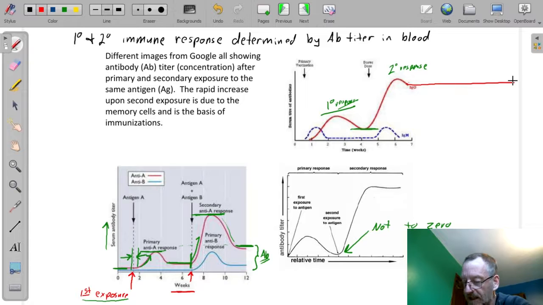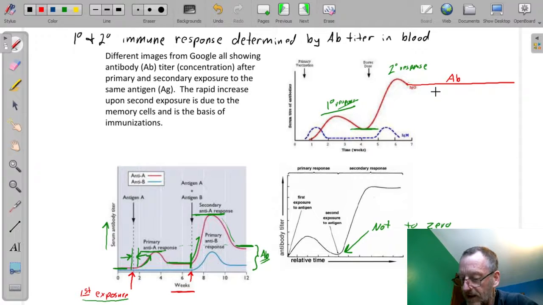And this is what vaccinations do. They give you protection from the pathogen, from the virus, by activating your immune system ahead of time so that you have this large concentration of antibodies in the blood to bind the virus when it enters the body, before it can infect you and before it can cause disease.